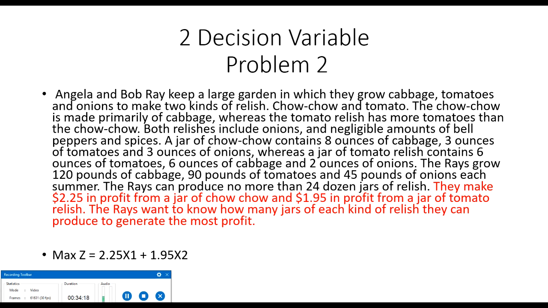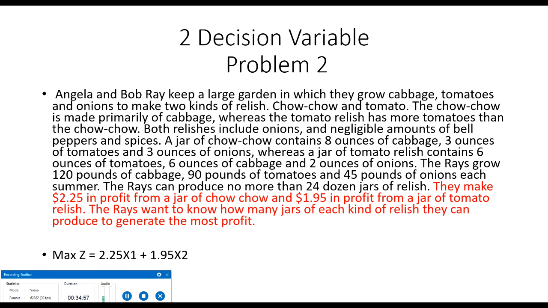We also know our first decision variable is chow chow, so that's X1. And our second decision variable is tomato relish. That becomes X2. We attach the correct parameters to each decision variable. And we finally arrive at our objective function. Max Z equals 2.25X1 plus 1.95X2.